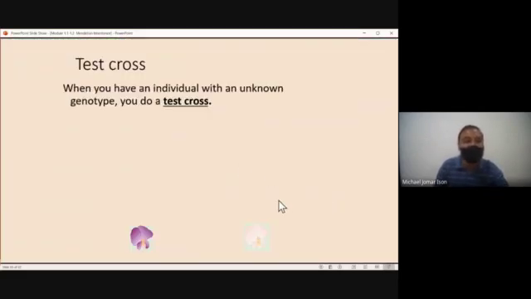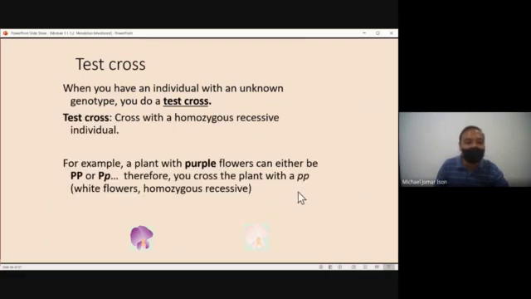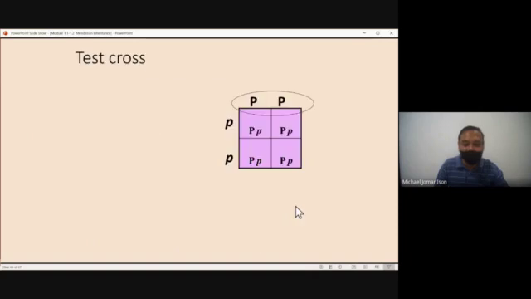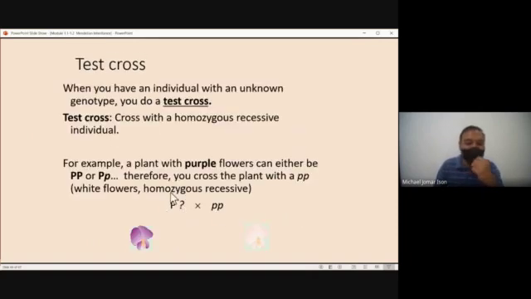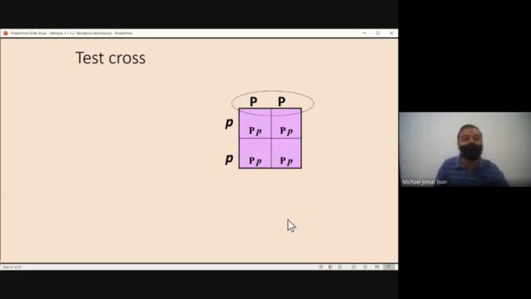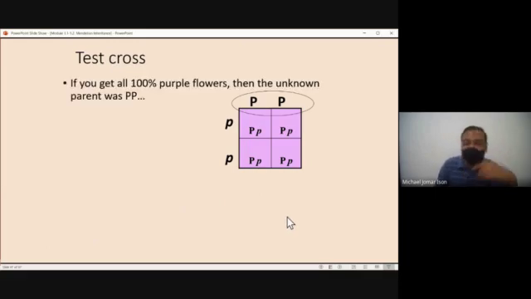So just an example for the test cross. For example, you have here this kind of cross. You don't know one parent, but you know it is dominant, while you're going to test cross this with the homozygous recessive. So depending on what will be produced, you can know the genotype of the unknown parent. If you get 100% purple, then you know that the genotype is big P and big P, or homozygous dominant, because it will be producing all heterozygotes if crossed with a homozygous recessive. So that's the only thing that can produce 100% purple flowers.